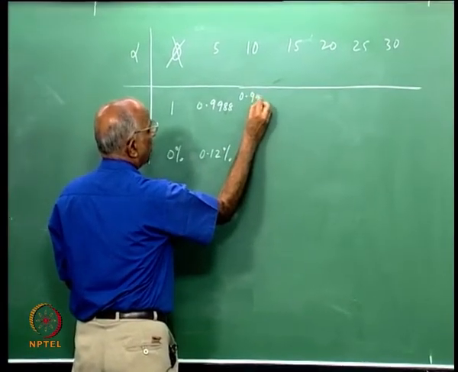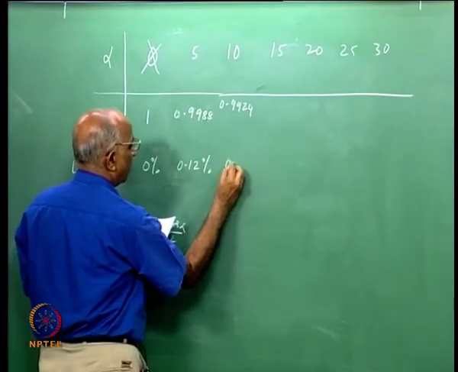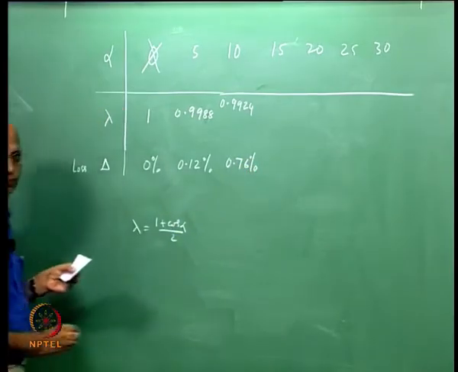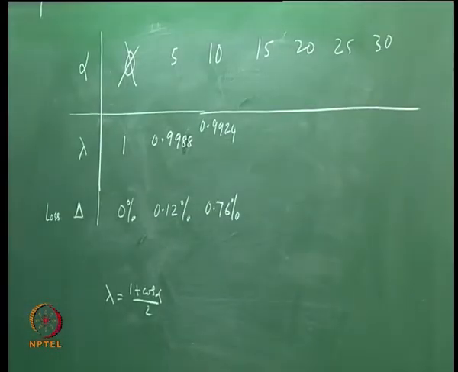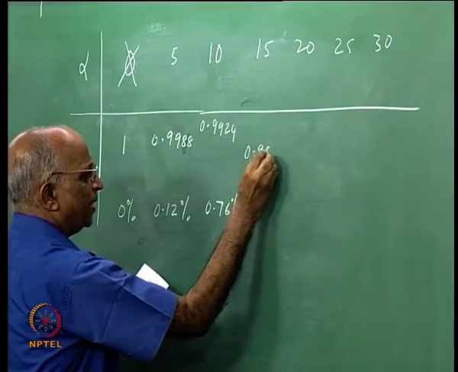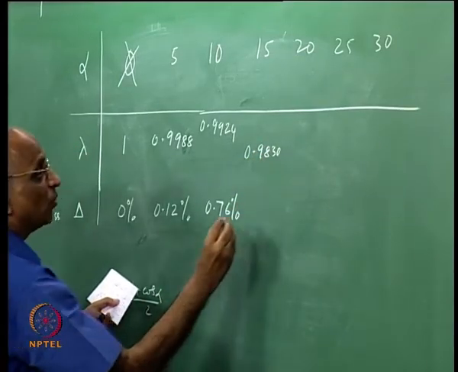If I have the angle as 10 degrees, it is equal to 0.9924, and the loss comes out to be 0.76%. Let us put a few more values. For 15 degrees, the value is 0.9830, 1 plus cos alpha by 2, and the loss is 1.7%.